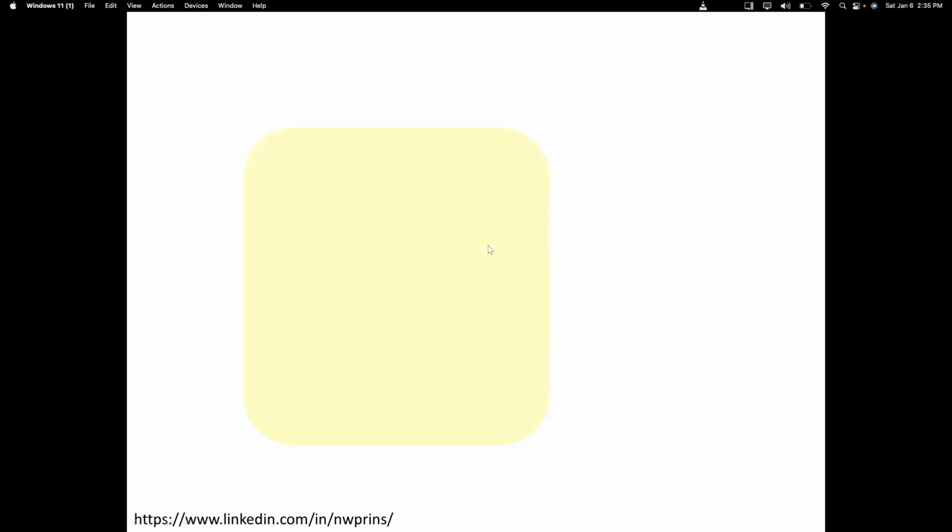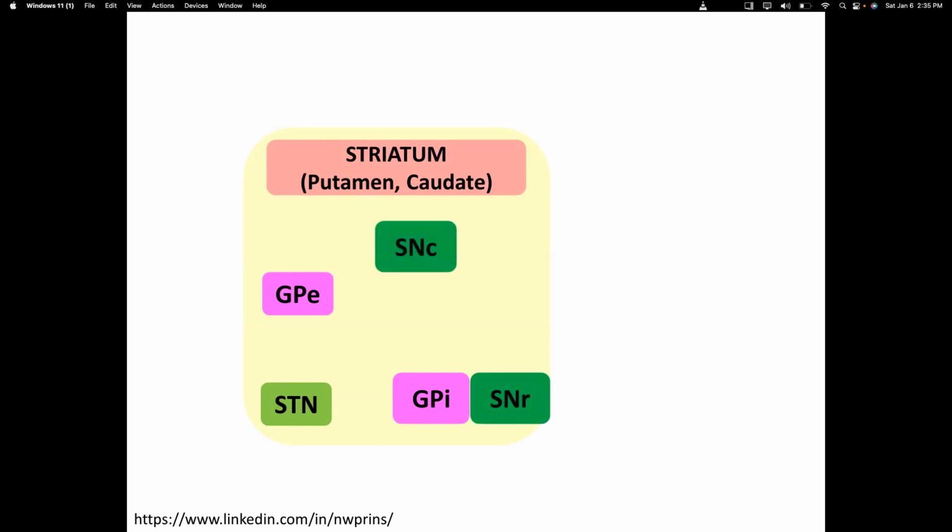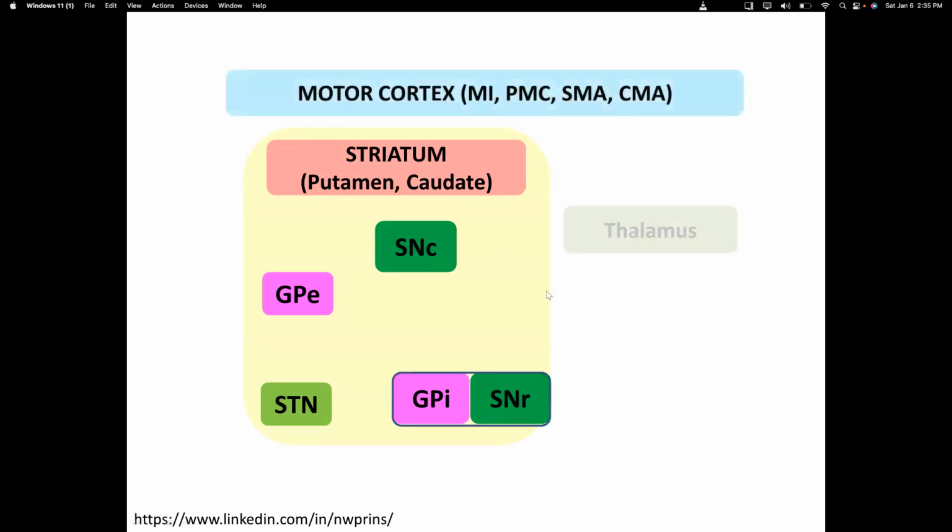This is your basal ganglia. Your striatum, made up of the putamen and the caudate nuclei, which is the input to the basal ganglia. You have your globus pallidus, internal and external. You have the subthalamic nucleus and the substantia nigra, pars reticulata and pars compacta. Then we also have the motor cortex, made up of the primary motor cortex, premotor cortex, somatosensory cortex, all of that. And then you have the thalamus.